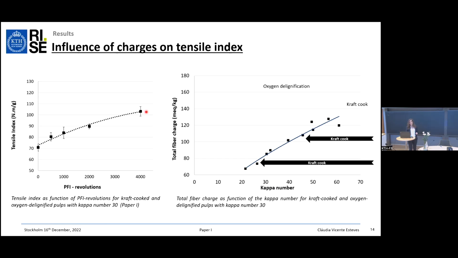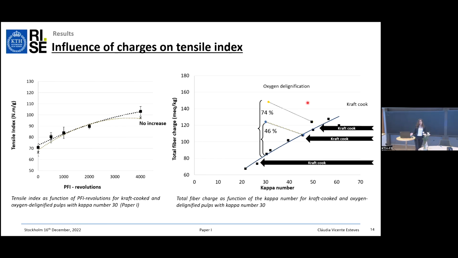And then we did another trial with the oxygen lignification. In this case, we improved the fiber charges by 50%, and look closely what happens here in the tensile. Nothing happens. There was no increase at all. And this was quite disappointing during my first year, because I wasn't expecting this. So then we did other trials with a more extended oxygen lignification.